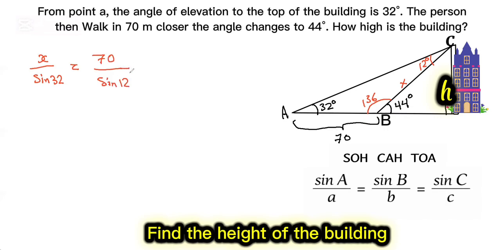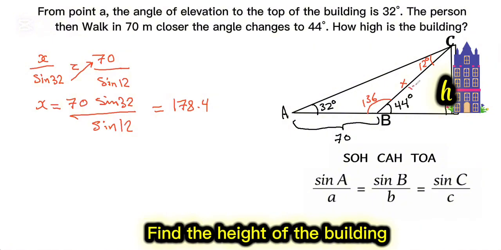And now all you need to do is cross multiply sine 32 into 70. So x will equal 70 times sine 32 divided by sine 12. If you plug that into your calculator, you're going to get x equals 178.4. And that's what x is.